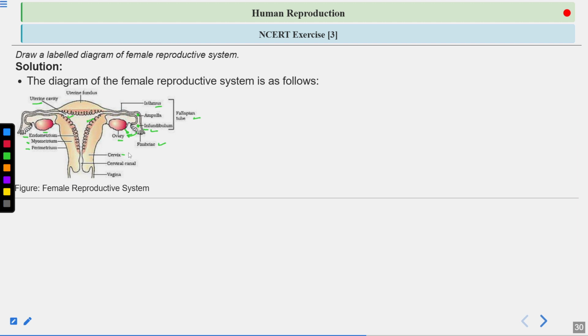Clear? Then you can label the cervix also, the cervical canal and the vagina. You can see here that the vagina and the cervical canal together form the birth canal. So this is a well-labeled diagram of the female reproductive system.